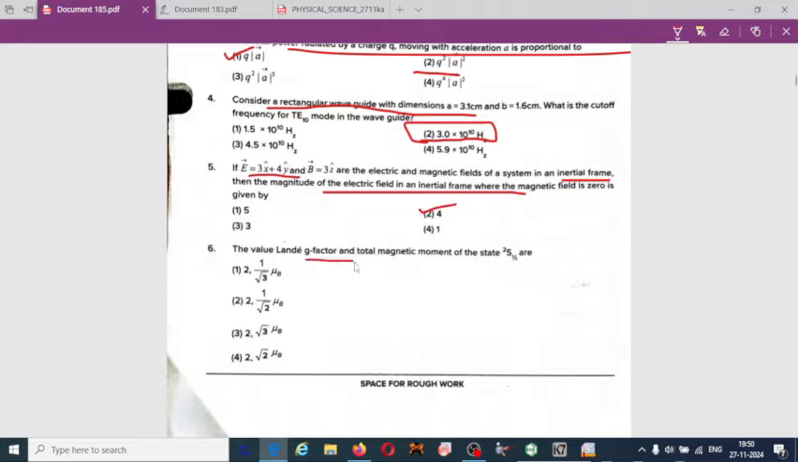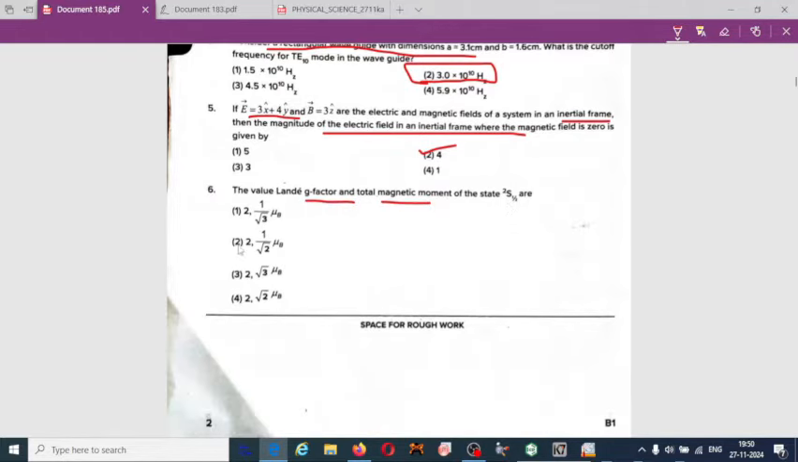The value of G factor and total energy, total magnetic momentum of the state are... however the G factor is 2 for this given state. The magnetic field, as I have verified, is root 2 MB, but from the given options they have given 2 comma 1 by root 2 B. Correct answer.